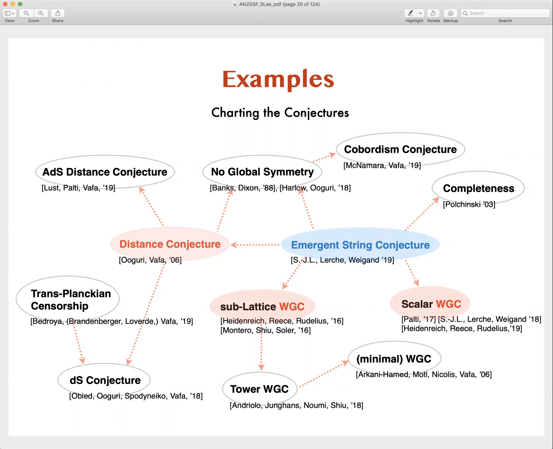I have one question about this, yes, please. So the arrows you're pointing to here, can one say that this means one conjecture implies the other, or is compatible with the other, or is there some sort of hierarchy of conjectures?